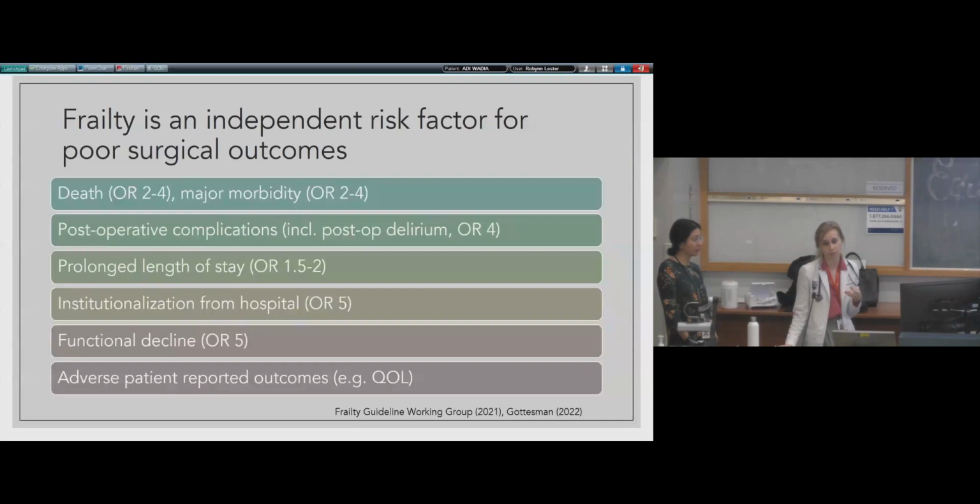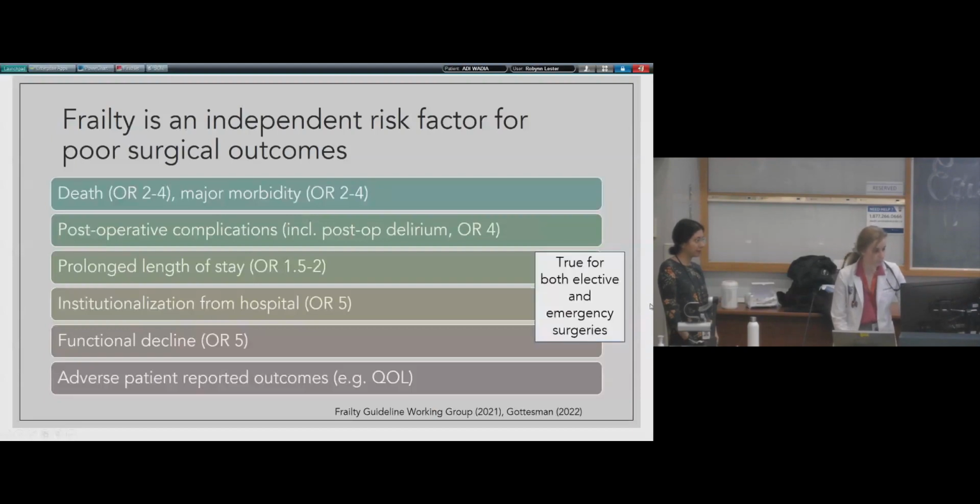But there's also the functional aspect. A lot of people would say that being institutionalized and not being able to go home is just as bad or worse than death, in my opinion. So everyone has different thoughts on what would be a poor surgical outcome. But we know that the odds ratio for long-term care and functional decline after surgery in frail individuals is very high, and this is true for both elective and emergency surgeries.